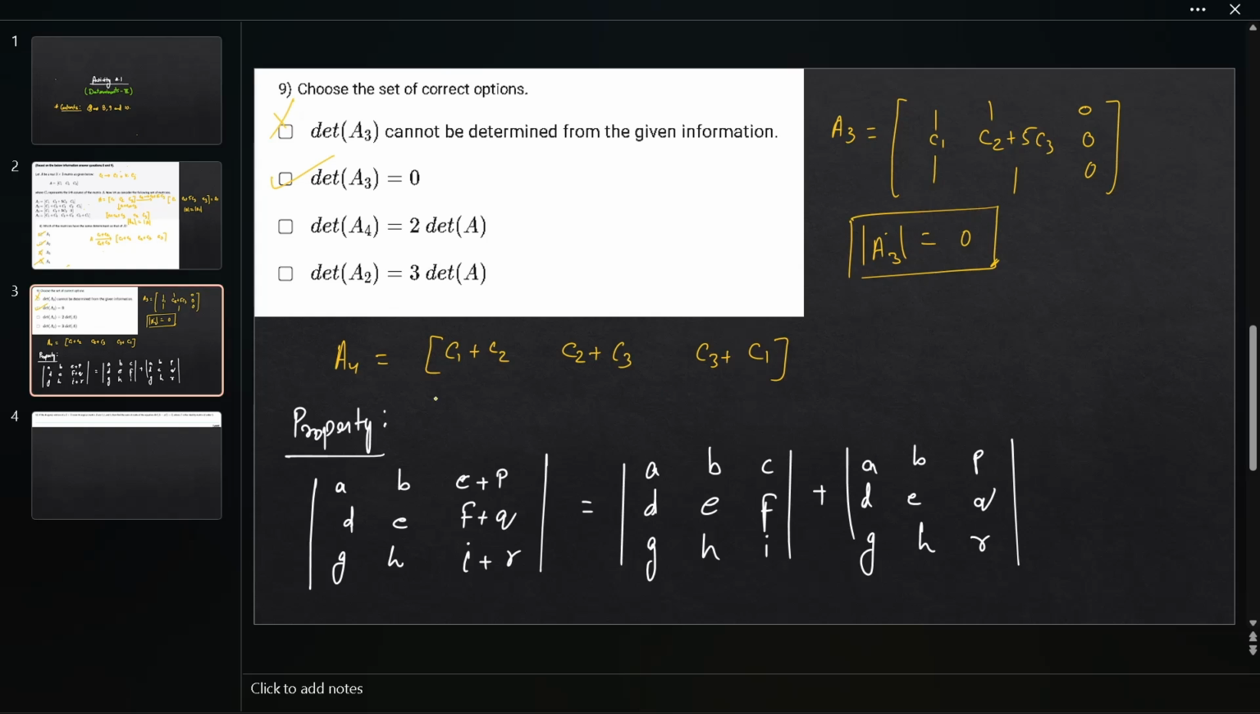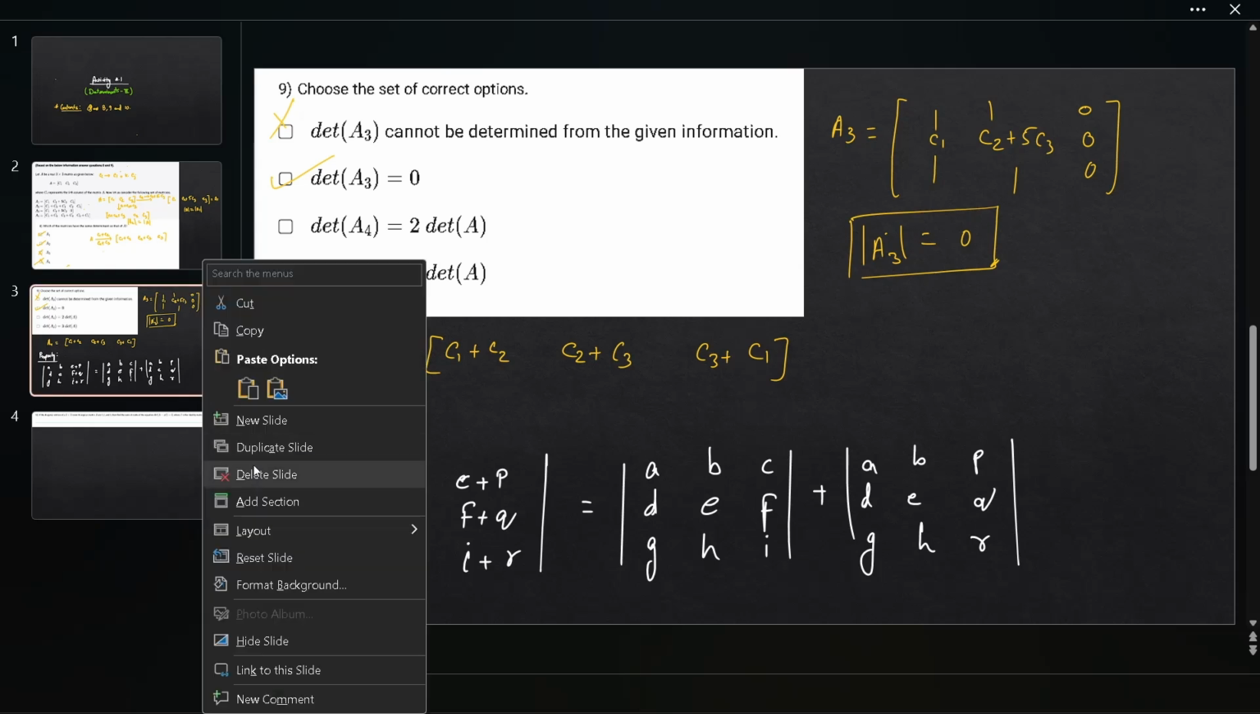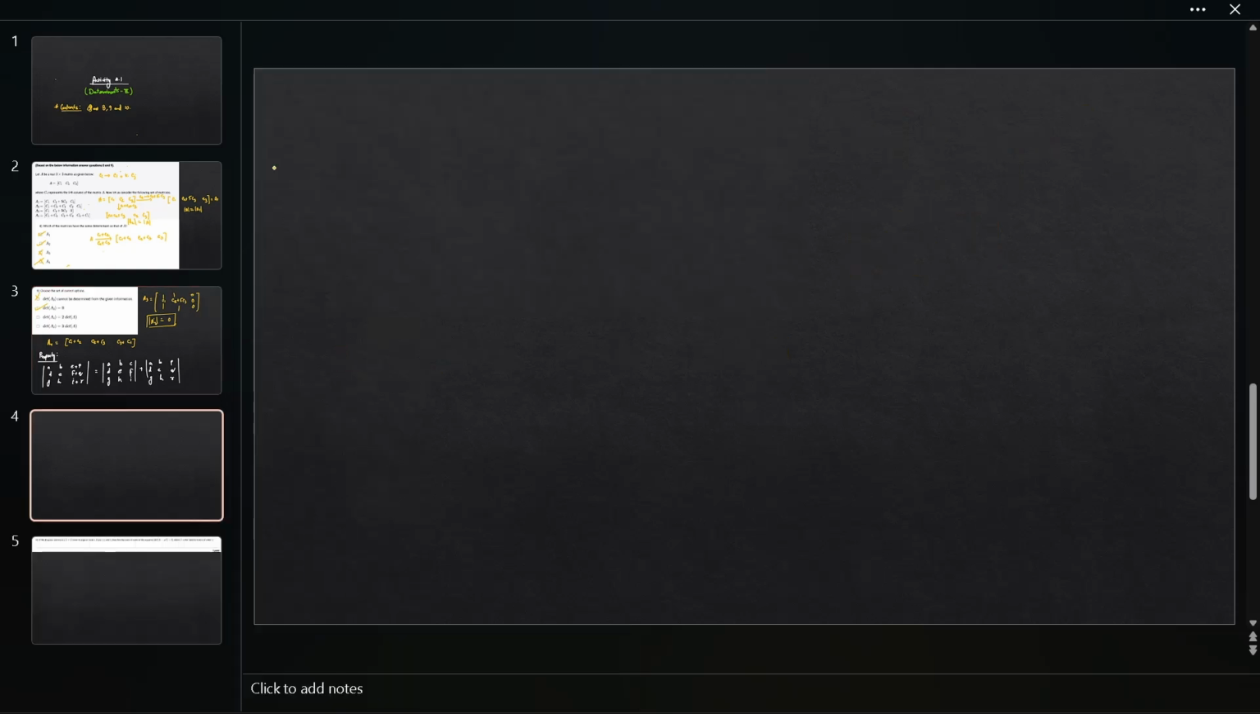Here we'll be using the same property for our A4 as well. So let's get started. Here I can write the determinant of A4 as the determinant of C1 plus C2, then C2 plus C3, and then C3 plus C1. This could be split into two parts where I have C1 plus C2 here, C2 plus C3 here, and I'm just picking C3 from here.